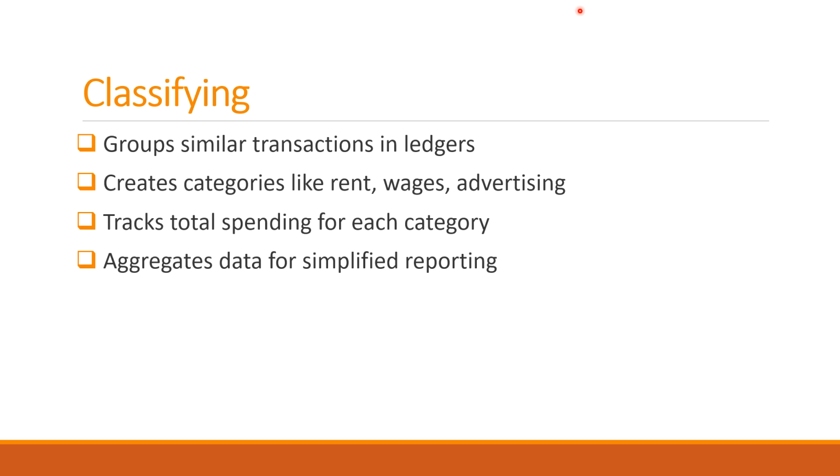By classifying the data, a business can easily calculate and review the total amount spent in each area. This not only makes financial tracking more efficient, but also helps in assessing spending patterns and making informed decisions about future financial management. So, this step is vital for presenting financial information in a clear and organized way.